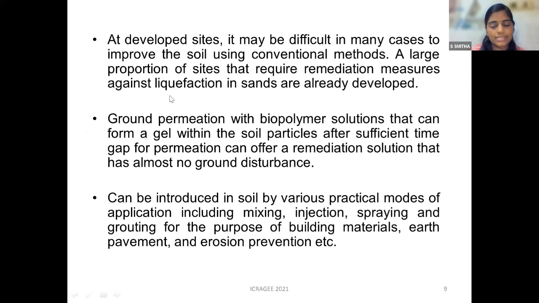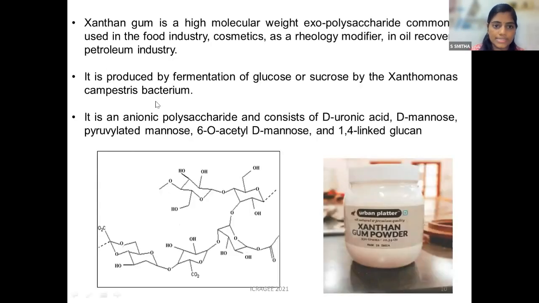At developed sites, the conventional methods are very difficult to implement. So this is best for such sites. And it can be introduced in soil by various practical modes of application, including mixing, injection, spraying, and grouting for the purpose of building materials, earth pavement, erosion control, etc. So for the present study, the biopolymer chosen was xanthan.